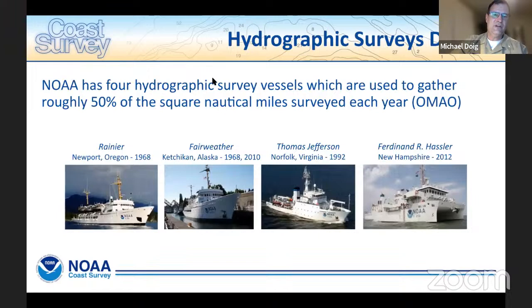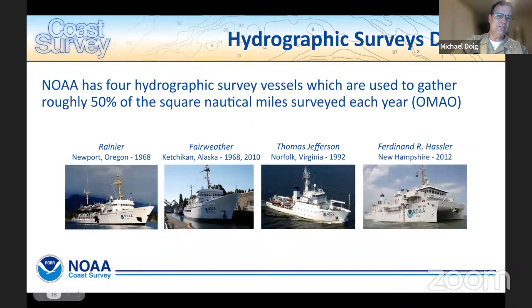NOAA has 4 hydrographic survey vessels in our fleet that we send out to get this information, and they gather roughly 50% of the square nautical miles surveyed each year. OMAO is another line office within NOAA. It's the Office of Marine and Aviation Operations, and they're the ones that basically manage all of these vessels.